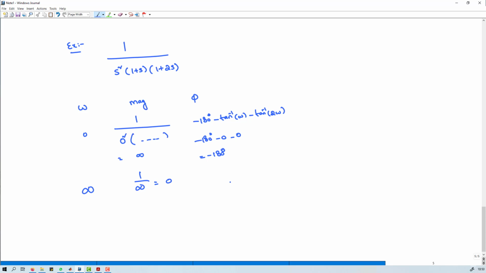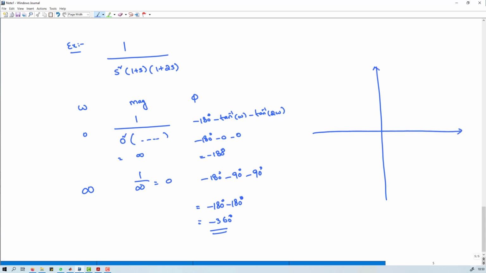So similarly, when omega is equal to infinity, 1 by infinity is 0, so obviously we will get 0 magnitude, and the phase is minus 180 minus tan inverse of infinity, which is 90 degrees. So minus 180 minus 90 minus 90, that is minus 360 degrees. Now we have got both the magnitude as well as the phase at omega equal to 0 and omega equal to infinity. So now let us draw our polar form and draw the characteristics.